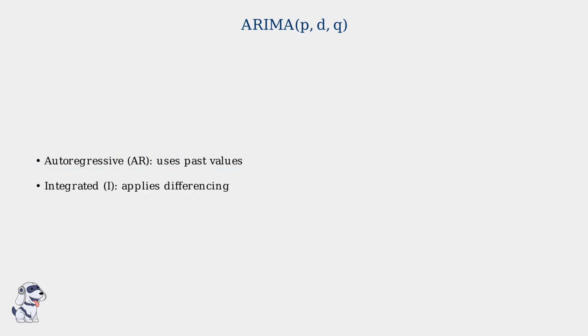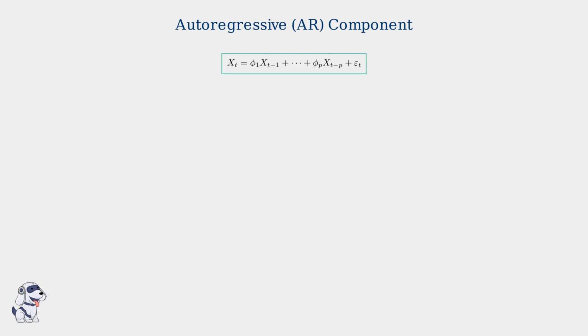ARIMA stands for auto-regressive integrated moving average, denoted ARIMA of P, D, Q. Here, P is the autoregressive order, D is the differencing degree for stationarity, and Q is the moving average order. The AR part captures dependence on past observations, the I part removes trends through differencing, and the MA part smooths errors from prior forecasts. The autoregressive component models the current value as a linear combination of its past values and a random error.